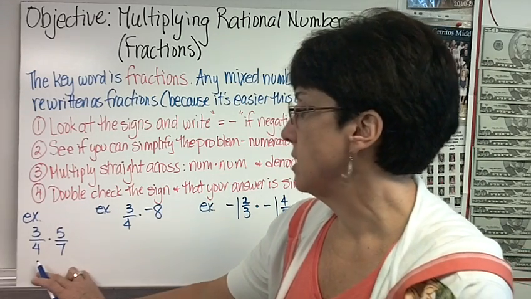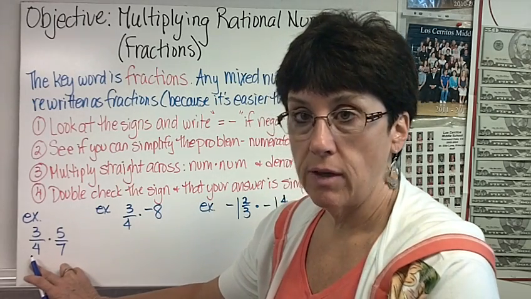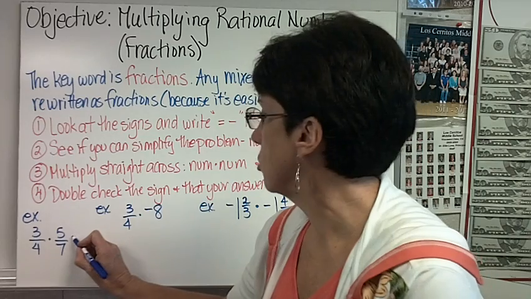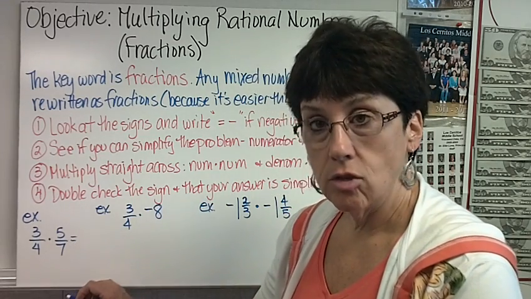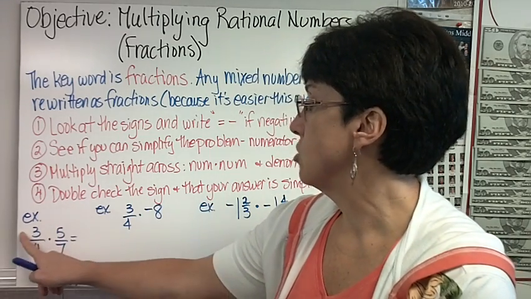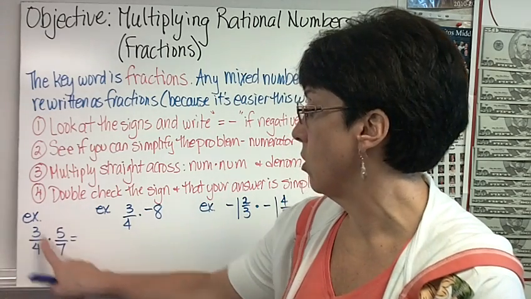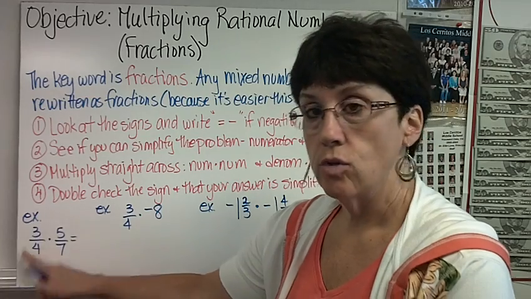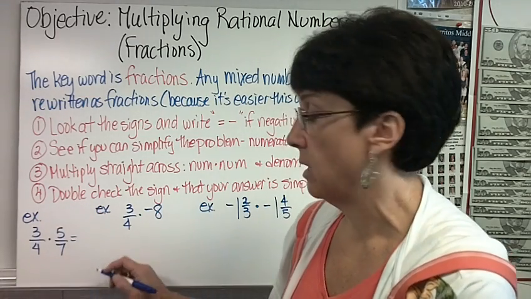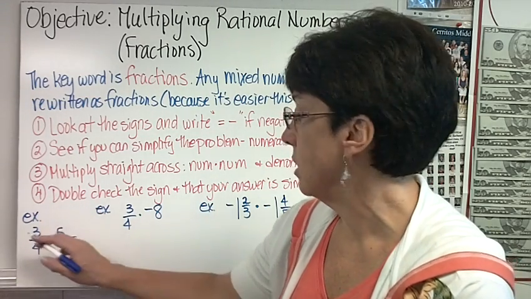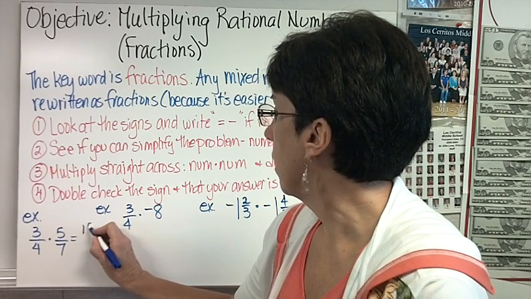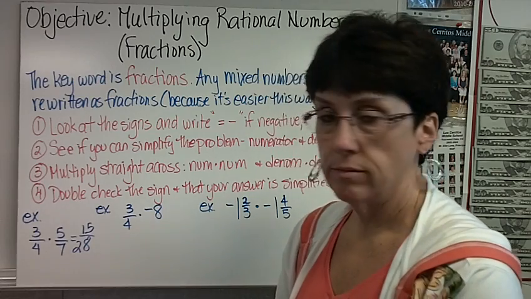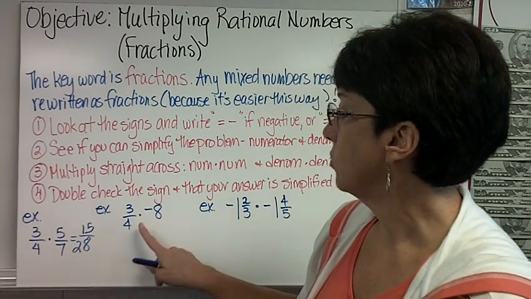All right, so our first example is 3/4 times 5/7. They're both positive. We're happy. We don't have to worry about the negative, so I'm just going to write equals. And there's also nothing I can simplify because 3 doesn't have any common factor with 4 or 7, and 5 doesn't have any common factor with 7 or 5. So I can't reduce an individual fraction or diagonally. So now I'm just going to multiply straight across. 3 times 5 is 15, and 4 times 7 is 28. And I'm finished with that problem.